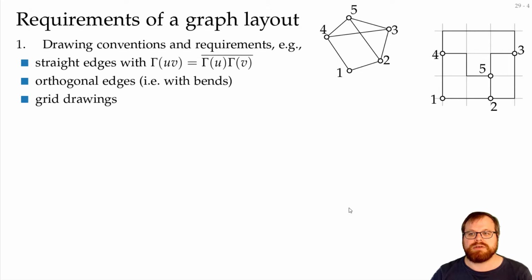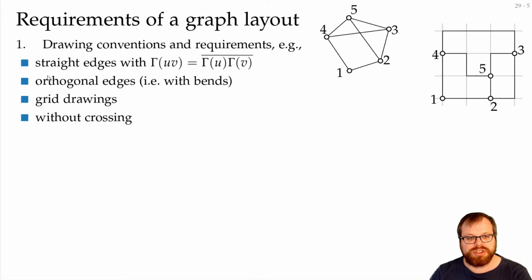We can say that our drawing has to be on the grid, so all the vertices and maybe also all the bends have to lie on the grid. But this is all optional. You can choose what you have. You can have it without crossings, or you can have it with crossings like here. This is all something that has to be defined. What drawing conventions do we want to look at? And what requirements do we have?